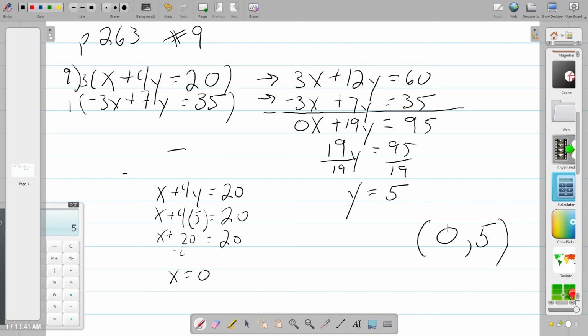I'm going to flip to the back of the book on page, I think it was SA 16. Yeah, 9.4, number 9, and it tells me the answer is 0, 5. So we did that right. Amazing.